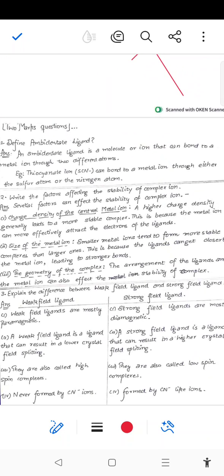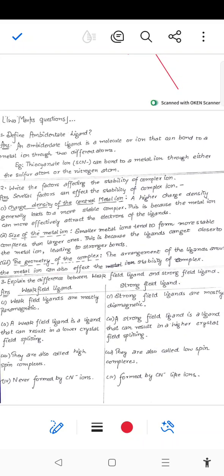Next, a 2 marks carrying question. Define ambidentate ligand. It is a ligand or molecule that can bond to a metal ion through two different atoms. For example, thiocyanato through sulfur or nitrogen, these are 2 donor atoms which can form a coordinate bond with the central metal atom.